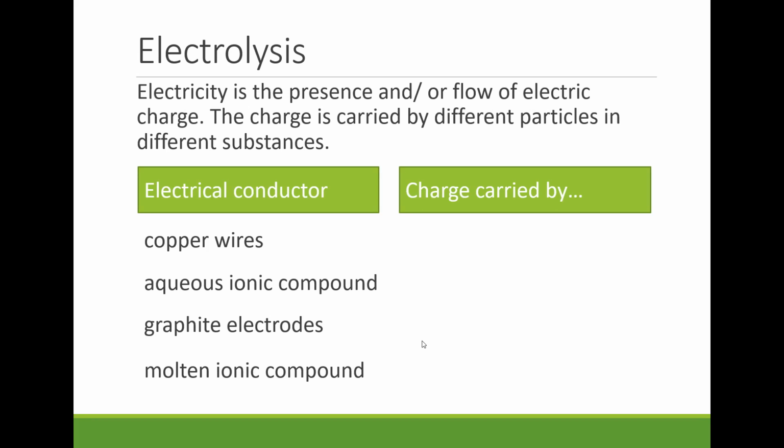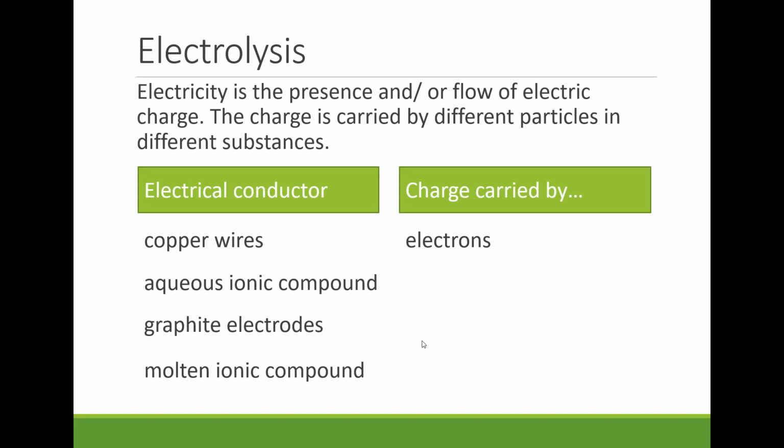Okay, so let's think about the charge carriers in each of these four substances. First of all, copper wires. Copper, of course, has metallic bonding, i.e. the copper has a lattice of positive metal ions surrounded by a sea of delocalized electrons. And of course, it's the delocalized electrons that are moving and carrying the charge.